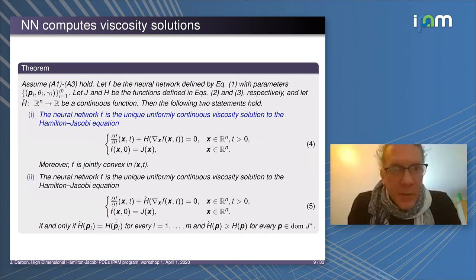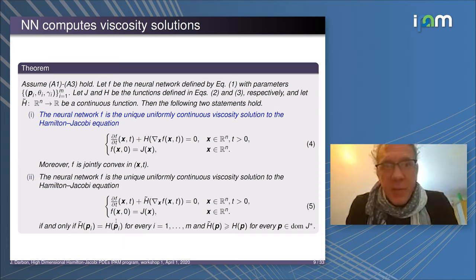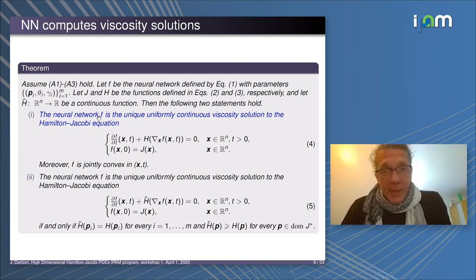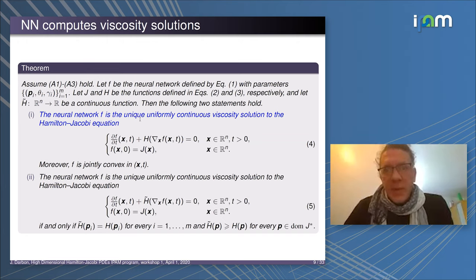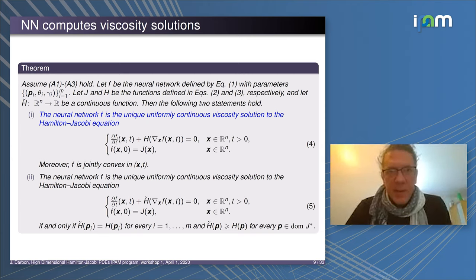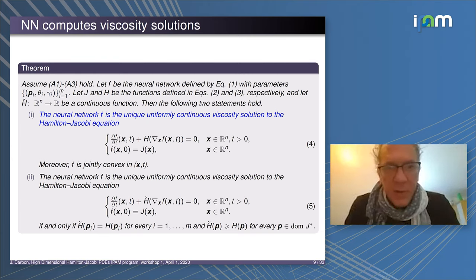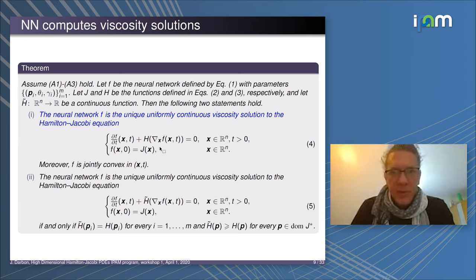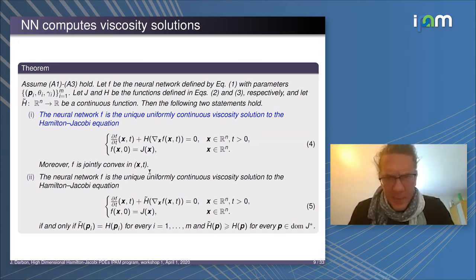So we assume that the three assumptions hold, and then the neural network that was defined, as well as the initial data and the Hamiltonian defined by the parameters of the neural network, then we get that f is actually the unique uniformly continuous solution to the following Hamilton-Jacobi PDE. So f is exactly given by the evaluation of the neural network, and H and J were given by the parameters of the neural network. And you can also show that f is actually jointly convex in x and t.